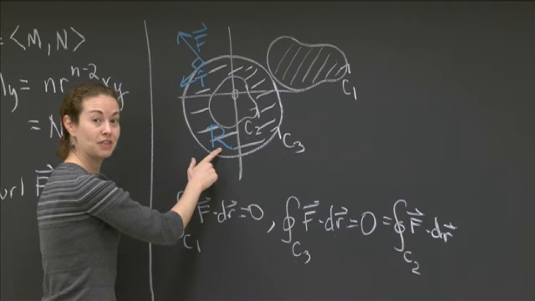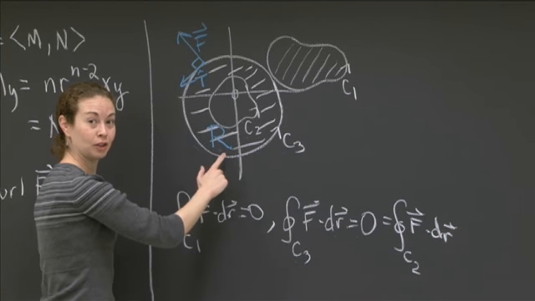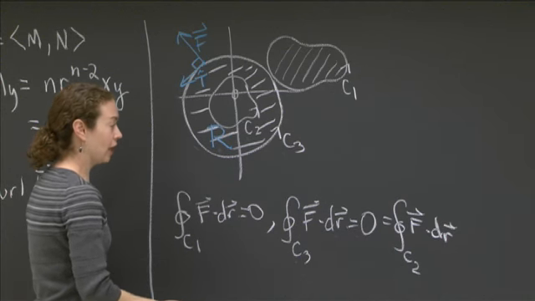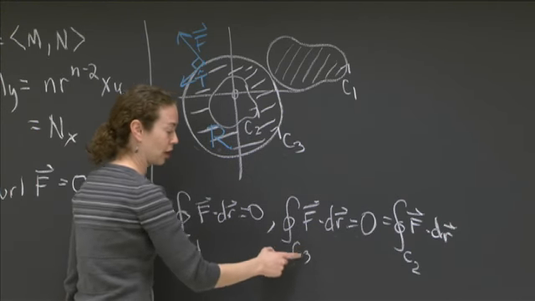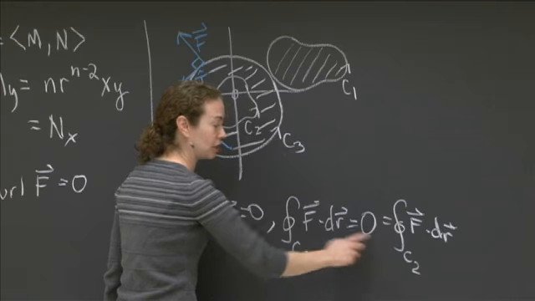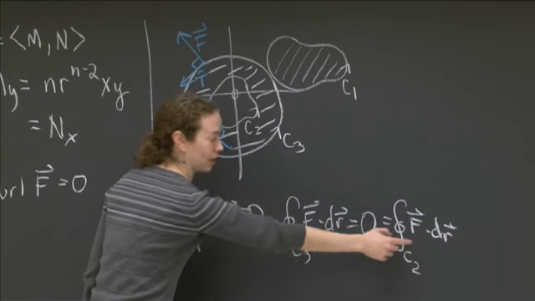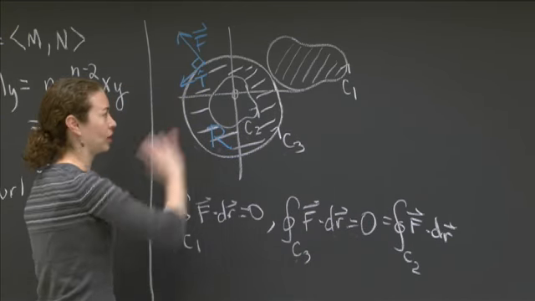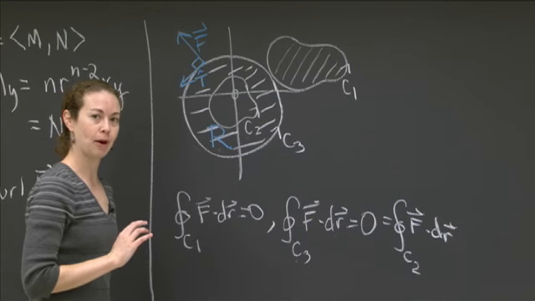Right? The curl of F is 0 everywhere in this region. So that integral is 0. And so the sum of these 2 integrals, or actually the integral on C3 minus the integral on C2, has to be 0. Since this one's 0, that one's 0. So you've seen this before. I just want to remind you about where that's coming from.